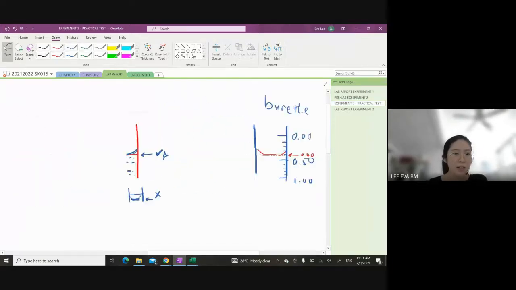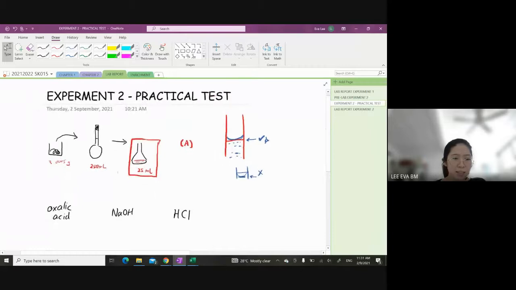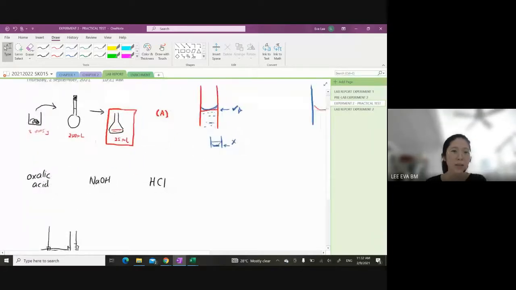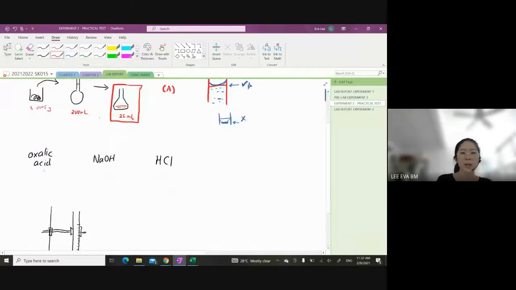And then after that, madam already explained this one. Part A, we prepare oxalic acid. Part B, we standardize NaOH, and then Part C, determine the concentration of HCl. Okay, oxalic acid is our primary standard solution. And then NaOH is our secondary standard solution.